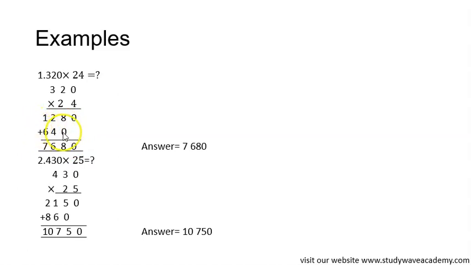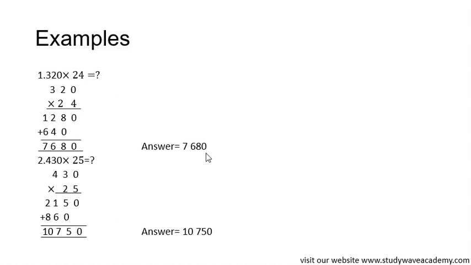Remember? So 0 plus, there's nothing here, so it's still 0. When you add 8 plus 0 is 8. You move to the next column. 2 plus 4 is what? 6. And 1 plus 6 is 7. So our answer is 7,680. So 320 times 24 is equal to 7,680. Okay? Our answer is 7,680. Do you understand that?